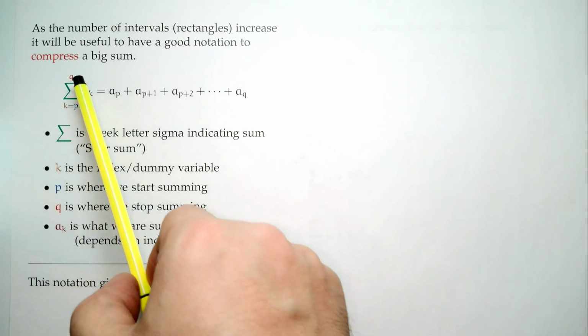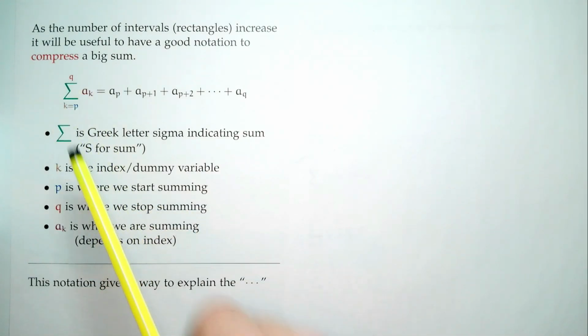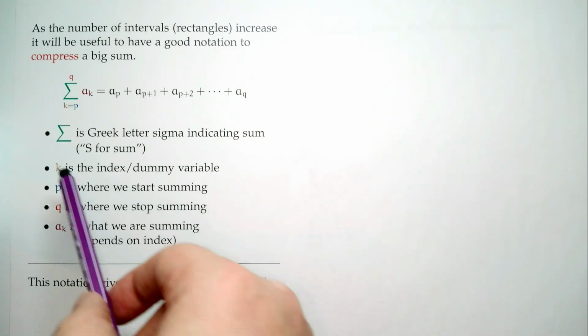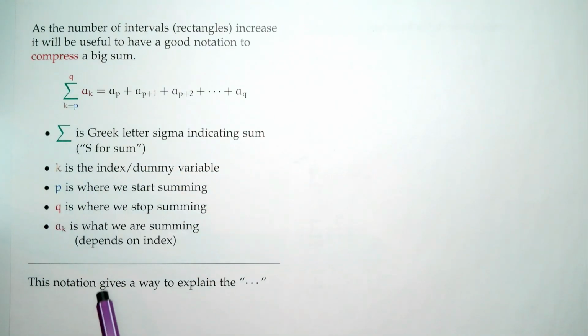The big thing here is this Greek letter sigma. Why do we use the Greek letter sigma? Because sigma is associated with S, and S is for sum. So that's why we choose the sigma. S is for sigma; that's what it means to me. Right? Anyways, S for sigma, S for sum. So that indicates we're doing a sum.